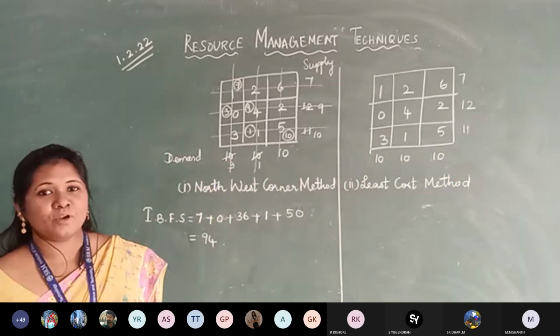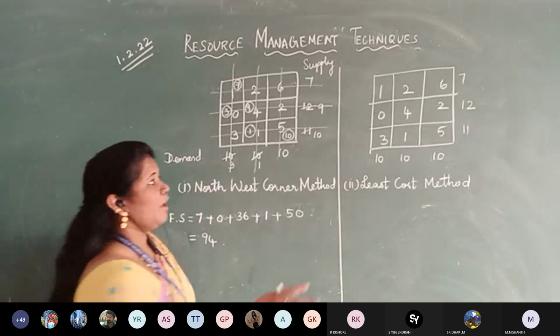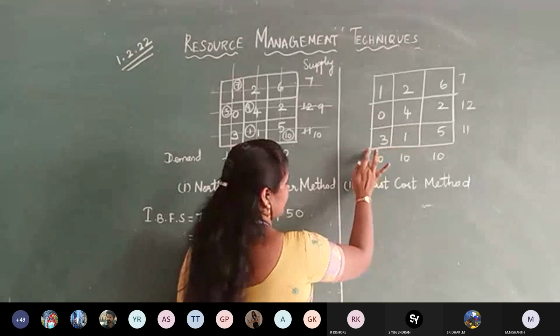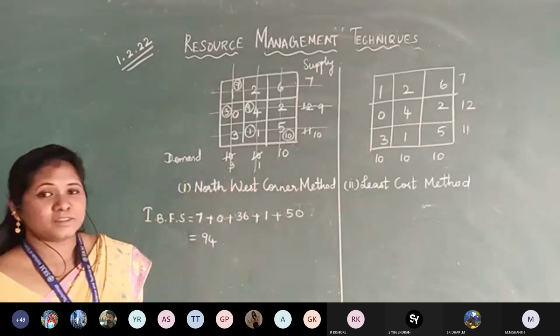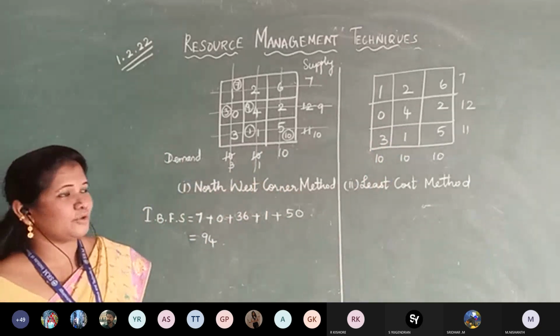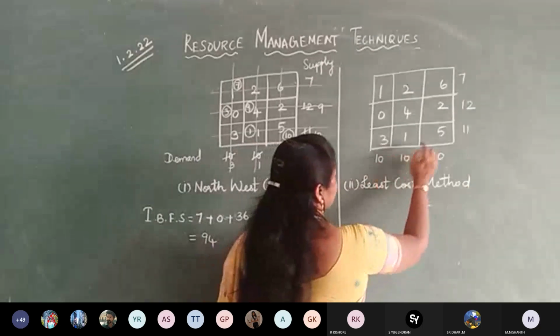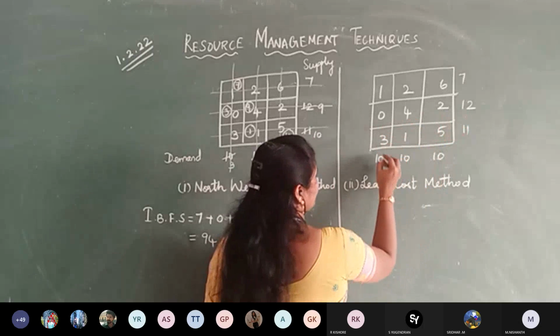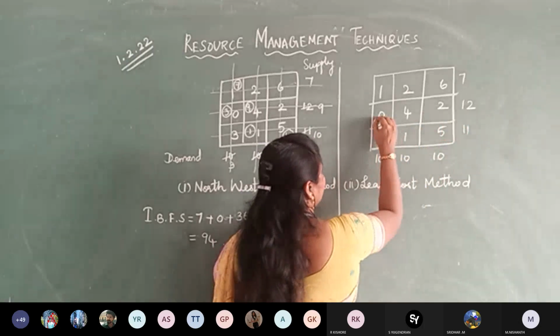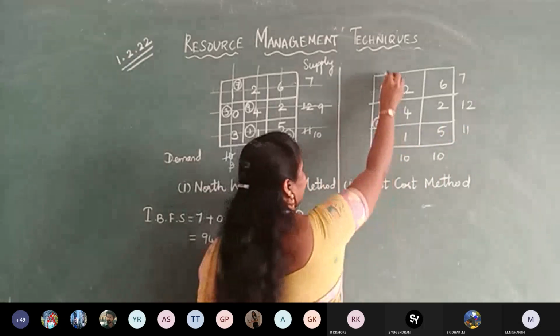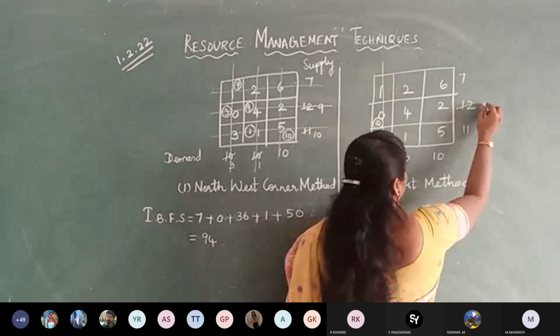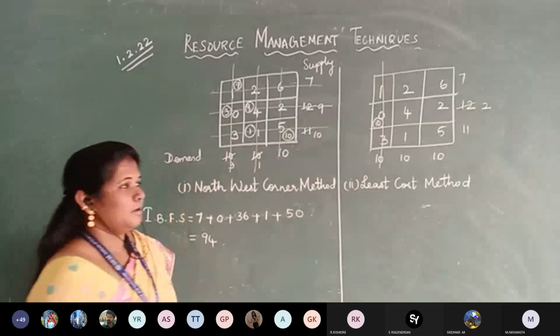In the tabular column, you have to see which is your least value. If you see, 0 is your least value. For your 0, you will see your supply and demand. If you see, it is 10 and 12. In that, whichever is your least value, you will allocate it here. We have taken it from here, so we will cross over here, so this will become 2.